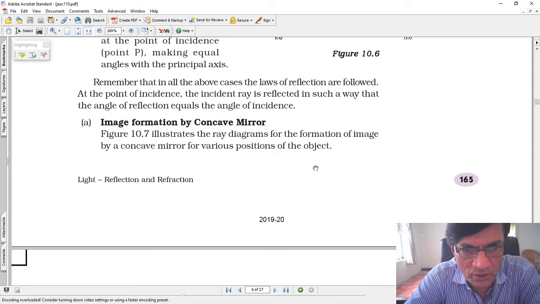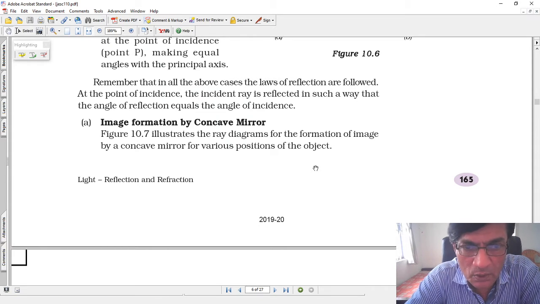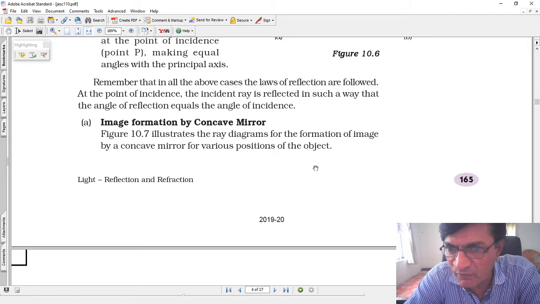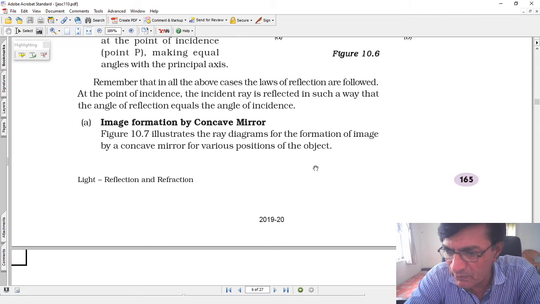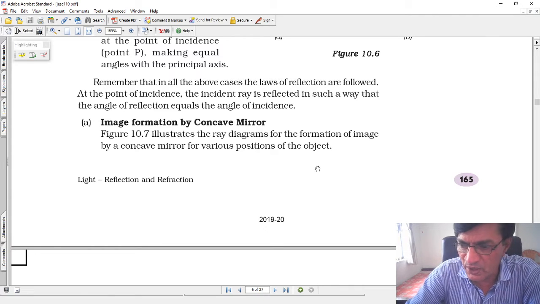Alright students, yesterday we learned a little about image formation by convex and concave mirrors. Today we are going to specifically focus on concave mirrors. How are images formed when we use a concave mirror? Remember, I already gave this video in the morning. So you should be able to see what is in the textbook and what I gave in the video. Alright, now let's see this.